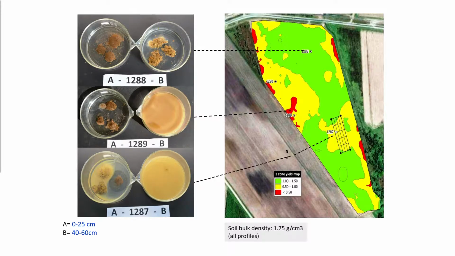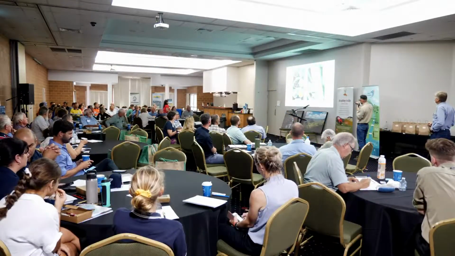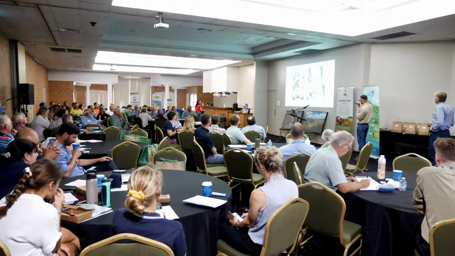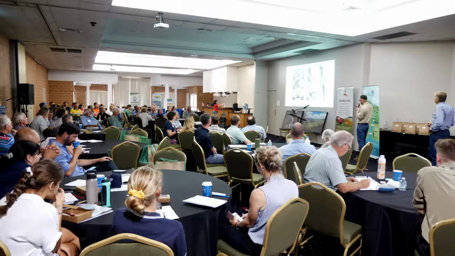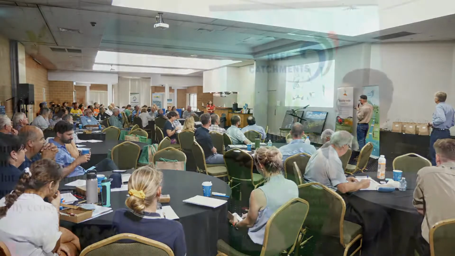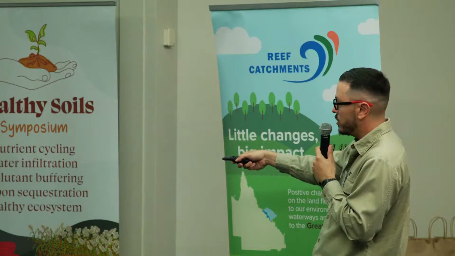So the issue we have in here is sodicity, as I explained before, highly dispersive sodic soils. And these are some of the dispersion tests we carried out from the high-yielding area, the mid-yielding area, and the low-yielding area, A and B. So A represents 0 to 25, and B 40 to 60.